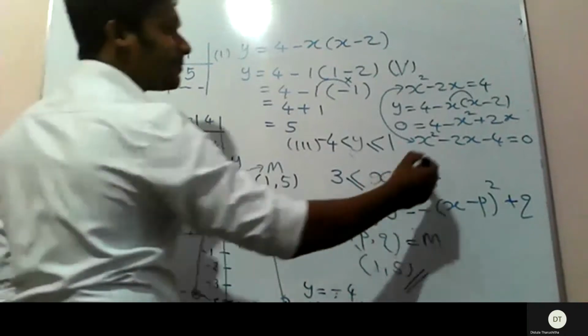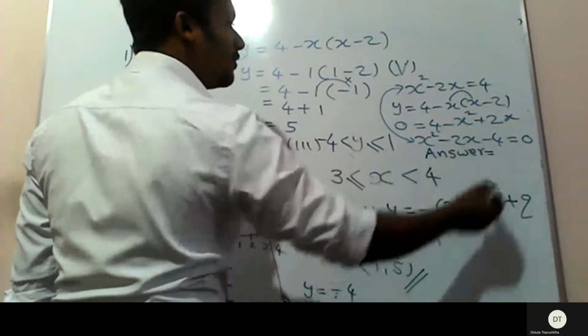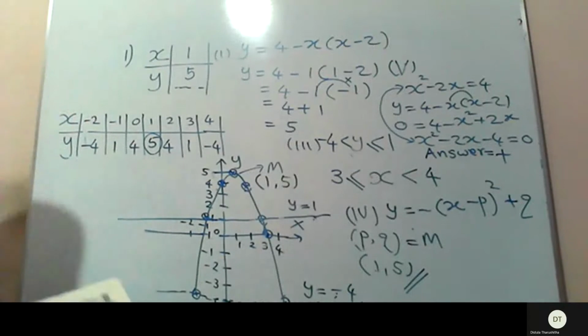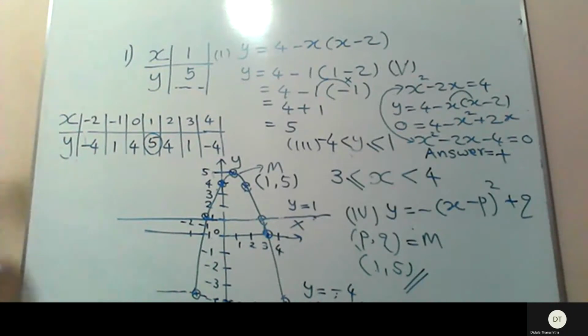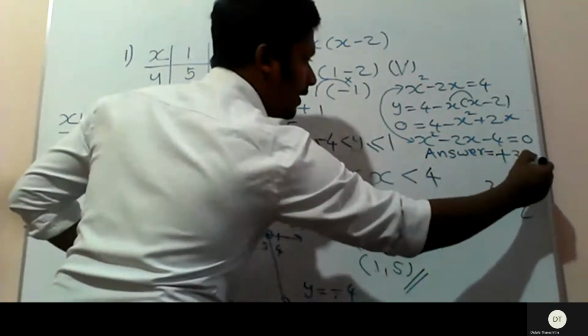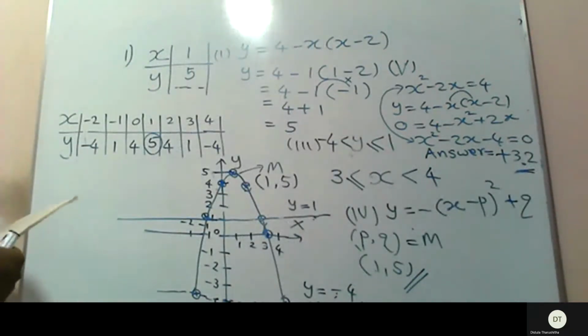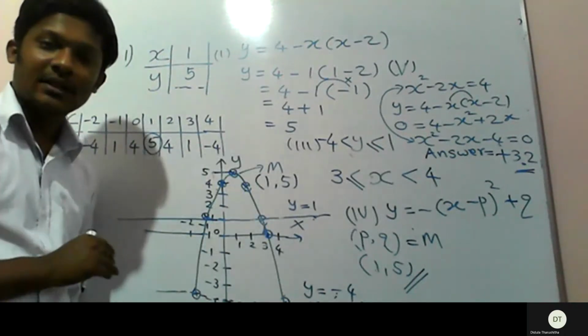Then we can say the answer is the positive solution of 3 point something. We can read it using the graph paper. 3.2 or 3.3. Right. Now this is the full answer for the question.